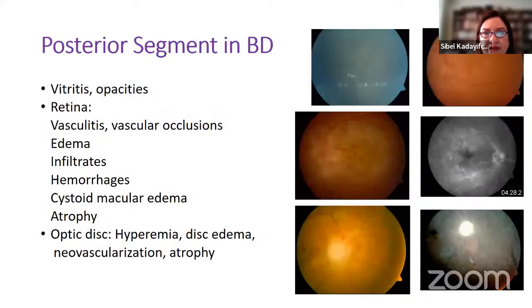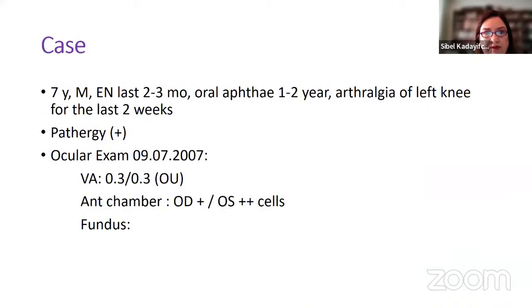Again, we see vitritis in Behçet's cases with pearl-like opacities after subsiding of vitritis. In the retina, we can see vasculitis, vascular occlusions, edema, infiltrates, hemorrhages, cystoid macular edema, and finally atrophy if not treated properly. In the optic disc, we may see hyperemia, inflammation, disc edema, neovascularization, and atrophy.